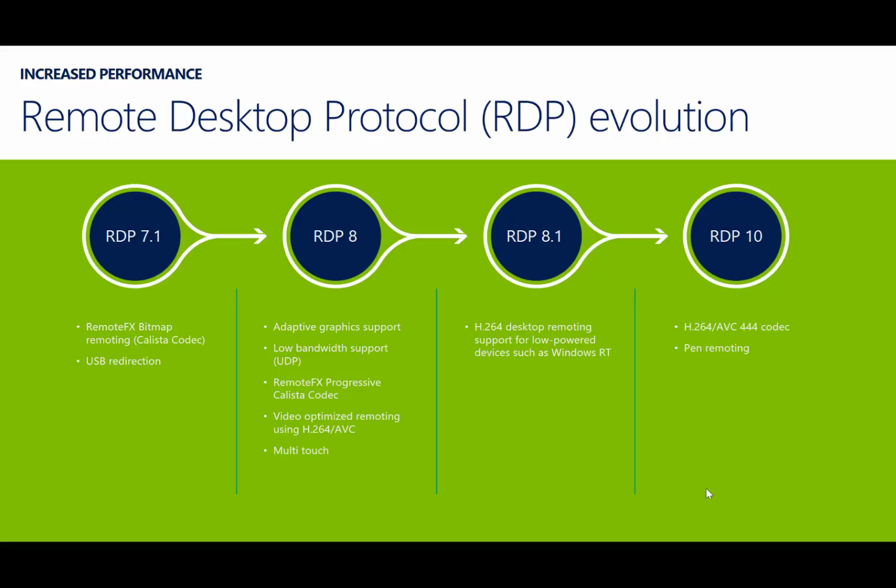Then with RDP 8.1, there was a big focus on being able to leverage low power devices to get that experience in a very, very high performance manner. And as we move across to RDP 10, some of the big enhancements here are around codec enhancement to make sure that the streaming experience for users continues to get better, as well as support for pen remoting. So even though touch capabilities were introduced with RDP 8, RDP 10 introduced support for pen.